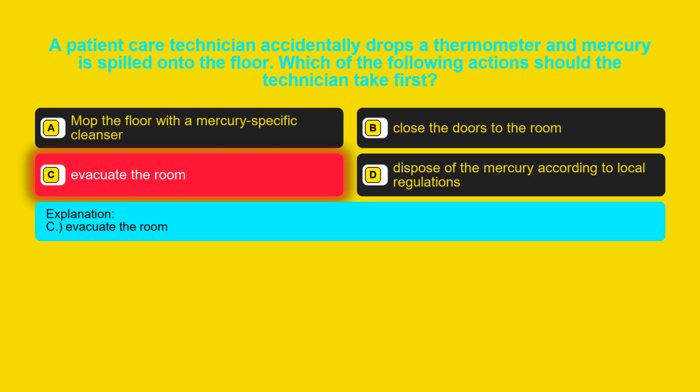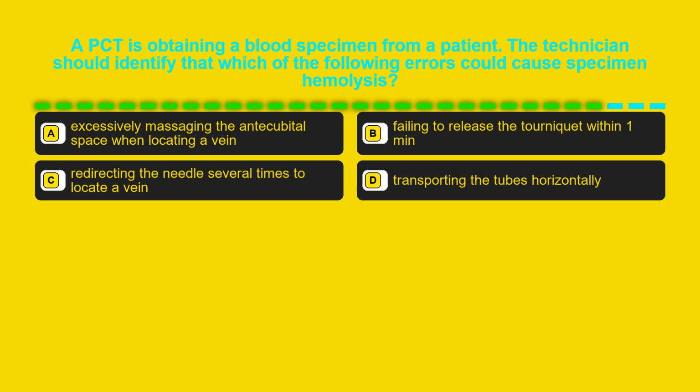Question 75. A PCT is obtaining a blood specimen from a patient. The technician should identify that which of the following errors could cause specimen hemolysis? Option A, excessively massaging the antecubital space when locating a vein. Option B, failing to release the tourniquet within 1 minute. Option C, redirecting the needle several times to locate a vein. Option D, transporting the tubes horizontally.